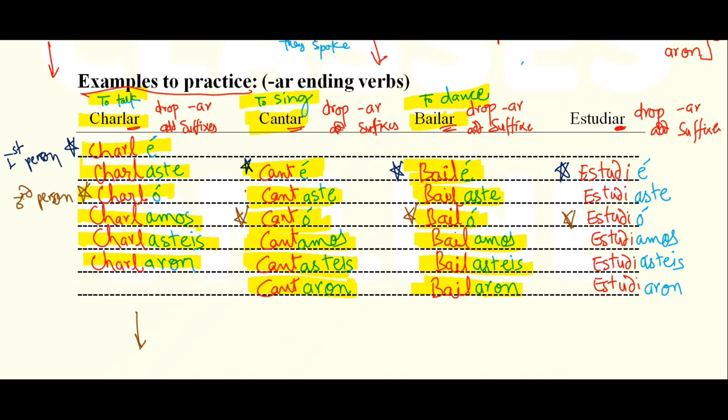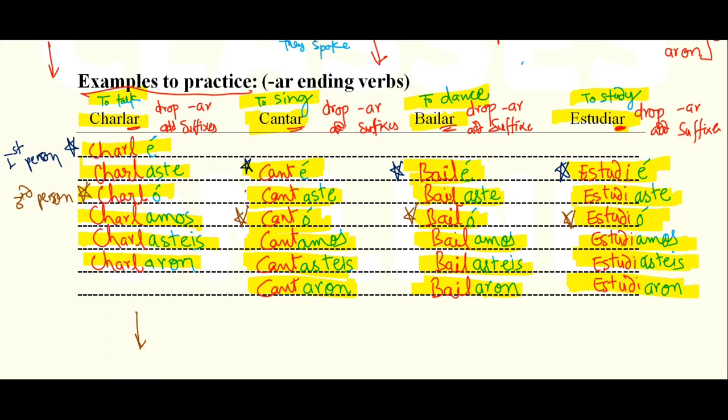Last verb is estudiar, means to study, AR ending verb. It is to study, and conjugations are estudié, estudiaste, estudió, estudiamos, estudiasteis, estudiaron. These are four verbs.